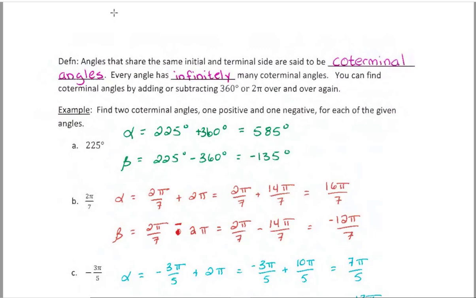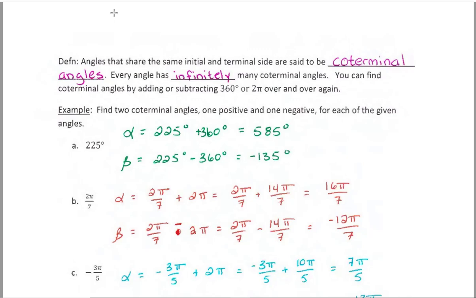And you can find your coterminal angles by just going around an additional circle, either in the positive or negative direction. And one full rotation around a circle, we said, was 360 degrees or 2 pi radians. So you can just add and subtract 360 degrees or 2 pi radians over and over again to get as many coterminal angles as you want.